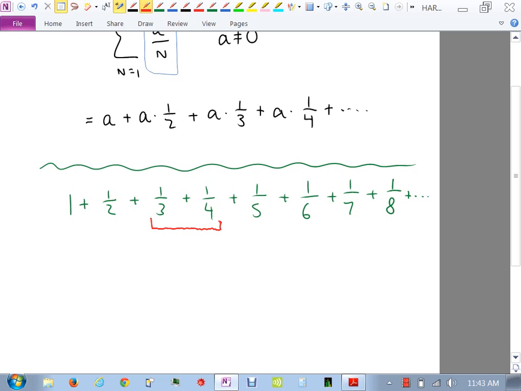What's 1/3 plus 1/4? 7/12. Would you agree that 7/12 is bigger than a half? Okay. Look at the next 4 terms. Not the next 3 terms, the next 4 terms. What's 1/5 plus 1/6 plus 1/7 plus 1/8?